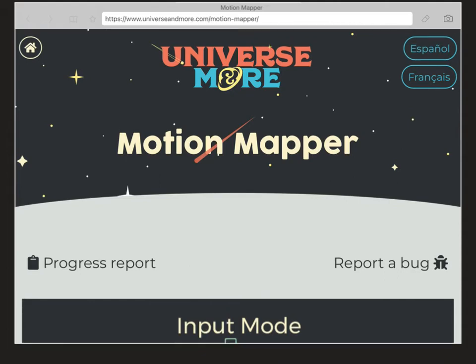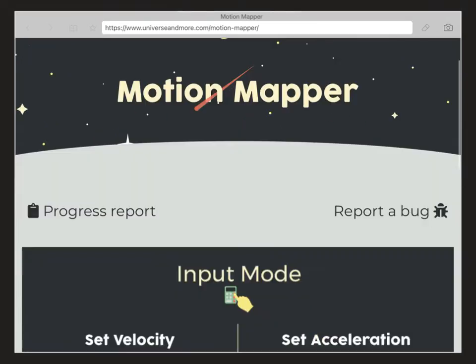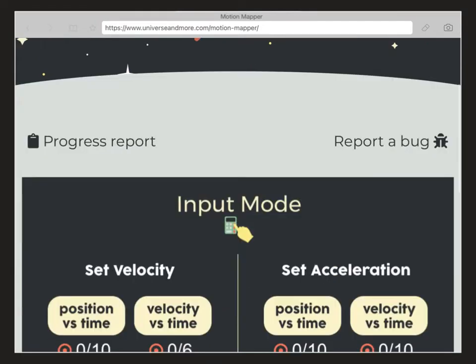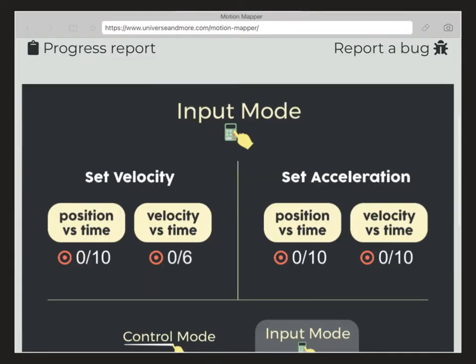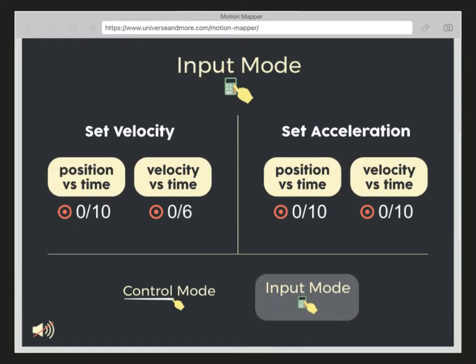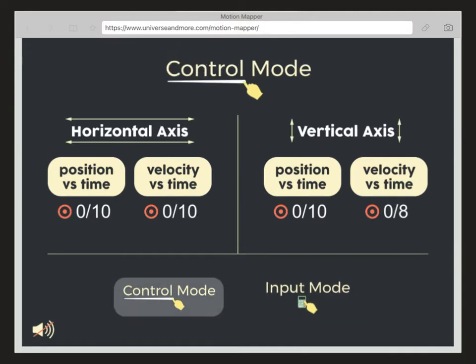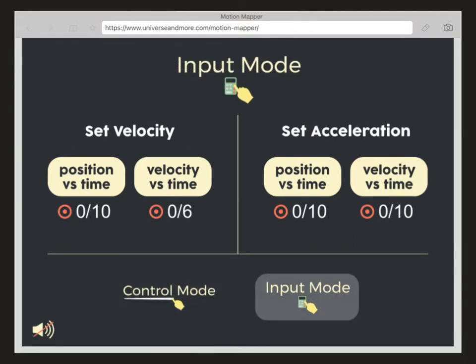Okay, so this is our game about graphing motion. They call it Motion Mappers, okay? This is the web page that you should go to as soon as you click on the link. You need to scroll down and see here, there are two different types of mode: control mode and input mode. It might start on control mode, but we're only going to work on input mode. So pay attention to that. It says it right there.